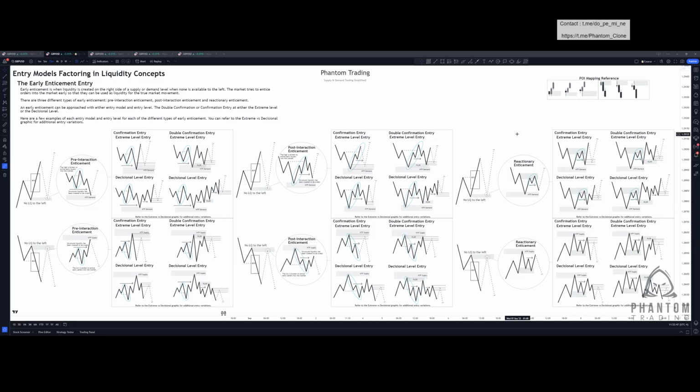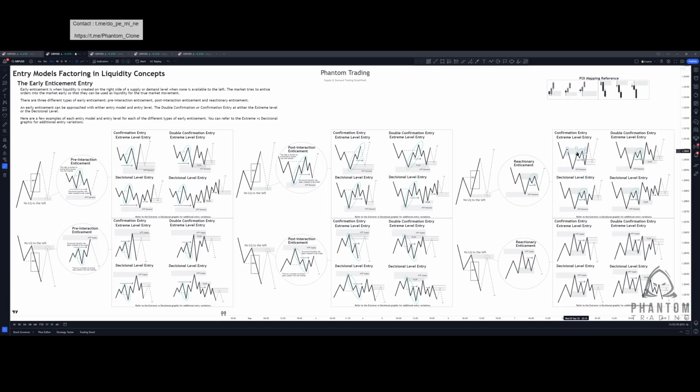And the final example that we'll look into is the reactionary enticement. This is where price reacts off of a higher time frame level of demand or supply, and then reacts off of a level of supply, gives a reaction, and builds liquidity on both ends of the market before committing. So if we're looking at a confirmation entry at the extreme for reactionary enticement, what we can see is we react off of higher time frame demand.